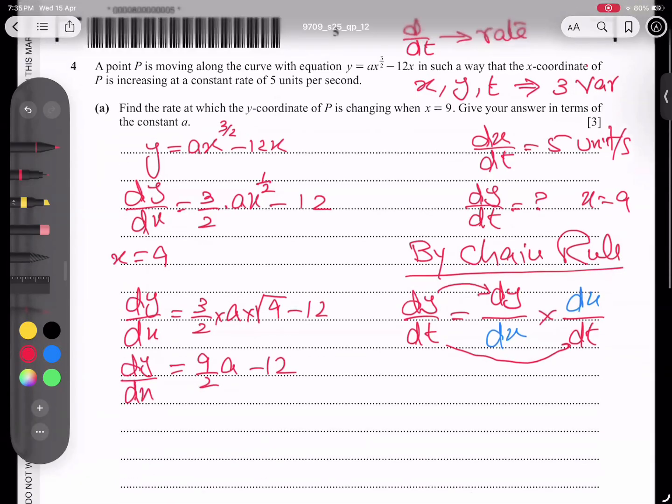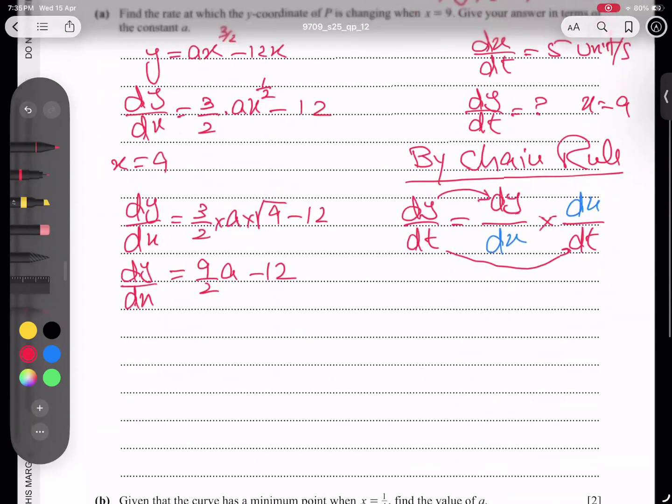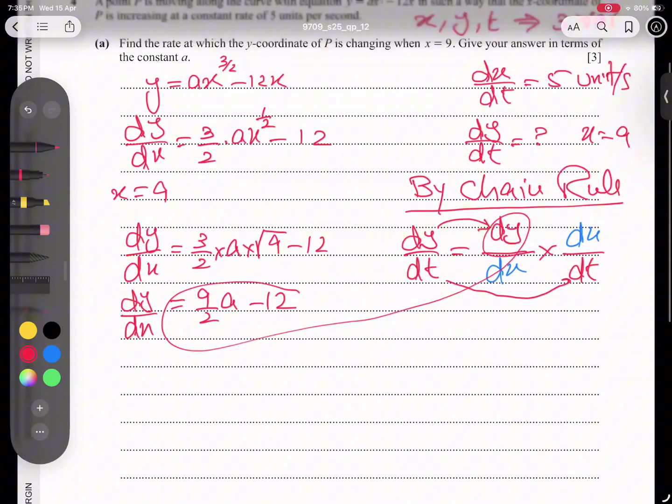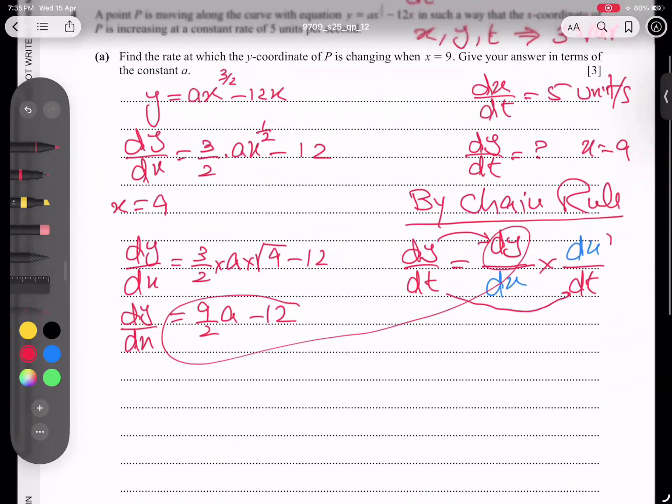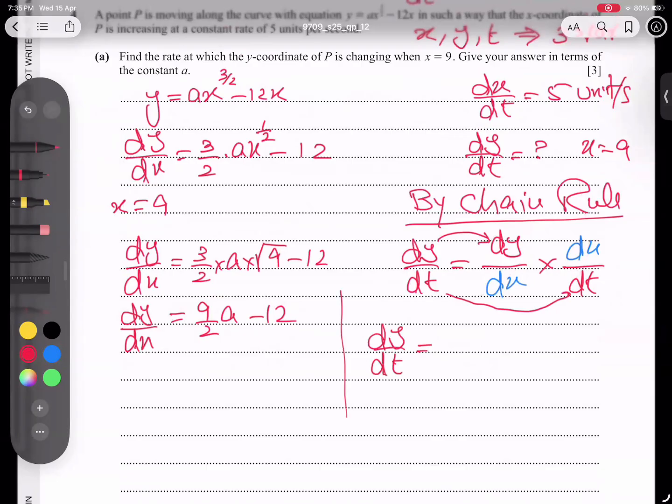Is the question done? Not at all. I'm going to plug in this value here, and this value comes from on top. So I'm going to put it now here. So I'm going to place 9 over 2a minus 12 times 5. And this is clear. And now I'm going to simplify. And this 5, I can multiply inside or simplify. 3 common out, 3 common out. So I got 3a over 2 minus 4 into 5. And I got a 15 outside.